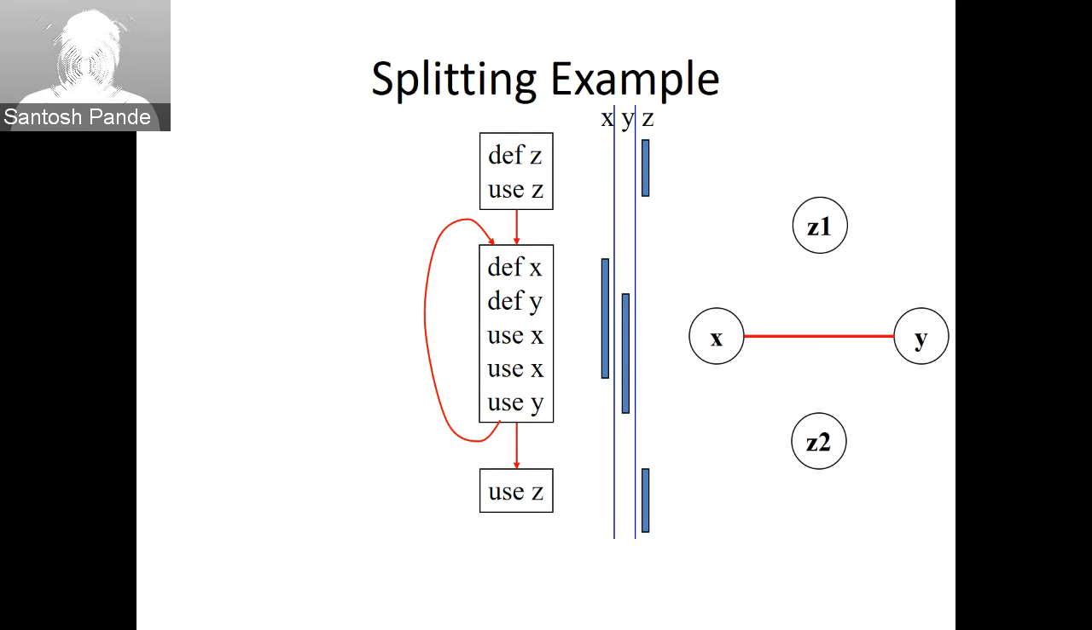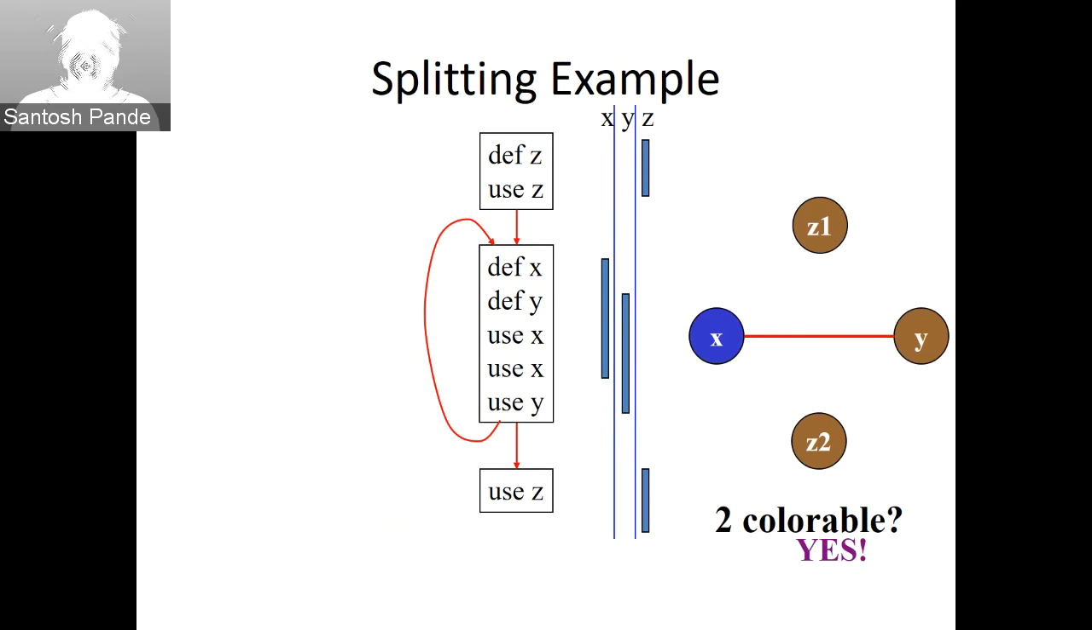And now the interference graph looks like this: Z1, the first one, and the second one is Z2. And there is an interference between X and Y, and there is no other interference. Now you can see that this is 2-colorable because one can give registers to X and Y, and the same register can be used where there is no interference with Z. One of the registers of X and Y can be used for Z. And so here in this case we use Y's register, and that's why it became 2-colorable.